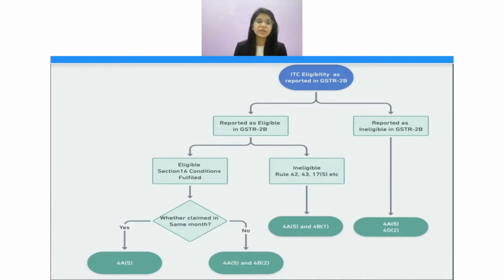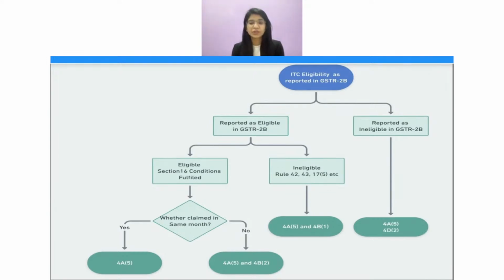If you can claim the ITC in the same month, show under 4A5. And if you can claim only in the next month, show under 4A5 and at the same time show under the temporary reversal, which is 4B2. And in the next month, whenever you actually receive the goods and all, you show under 4A5 again. So this is how this entire ITC has to be reported.